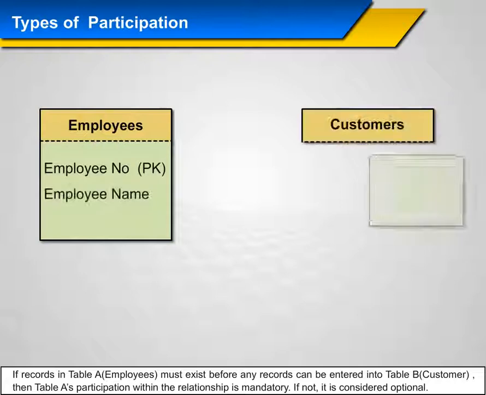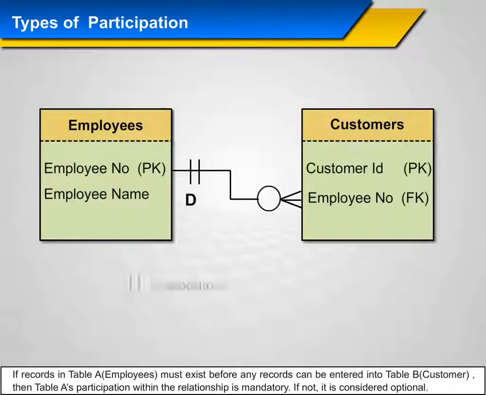If records in table A, that is employees, must exist before any records can be entered into table B, that is customer, then table A's participation within the relationship is mandatory. If not, it is considered optional.